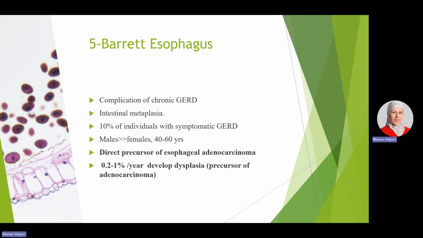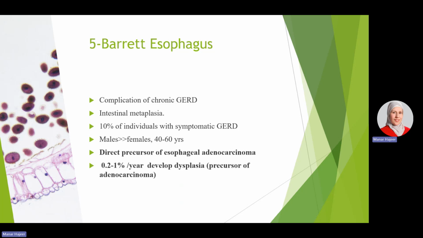Another disease of the esophagus is Barrett esophagus. Barrett esophagus is a complication of long-standing gastroesophageal reflux disease, and it is defined by the presence of intestinal metaplasia in the esophagus, which is the presence of goblet cells. It affects only 10% of individuals with symptomatic long-standing GERD and affects males more frequently than females in the age range of 40 to 60 years.